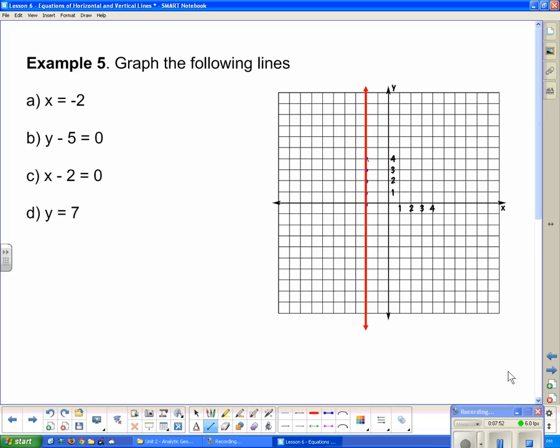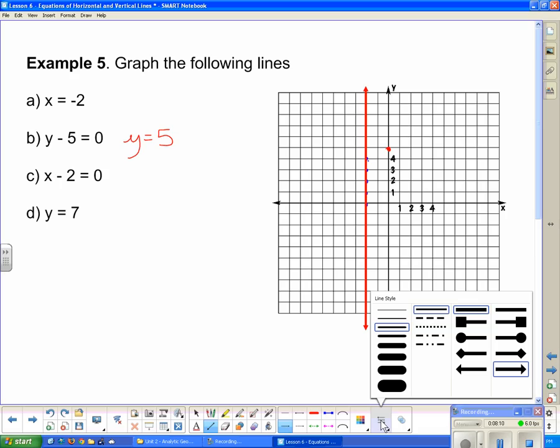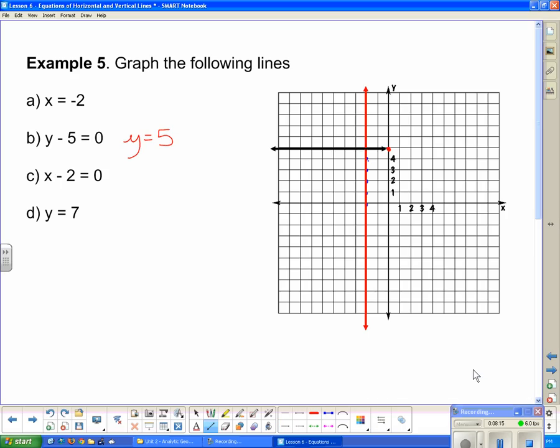The next one says y minus 5 equals 0. This takes a little bit of rearranging. That must mean that y equals positive 5. And so all of my y's are positive 5, so this is the easiest y equals 5 to get. And now I'm just going to plot my graph for y equals 5 right there.